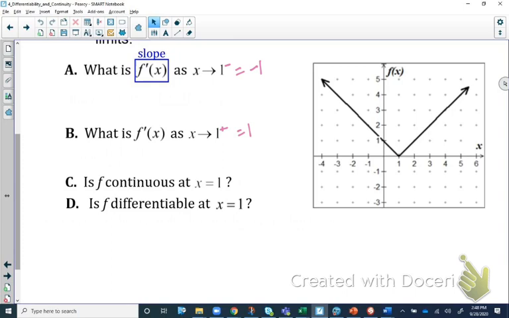So because the left and right side limits or derivatives don't match, the slopes of those don't match, that violates the differentiability at a point rule that we just looked at. So that's why it's not going to be differentiable. But is it continuous? At x is equal to 1?